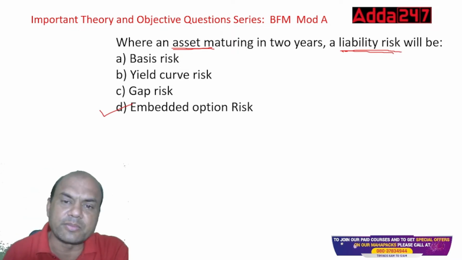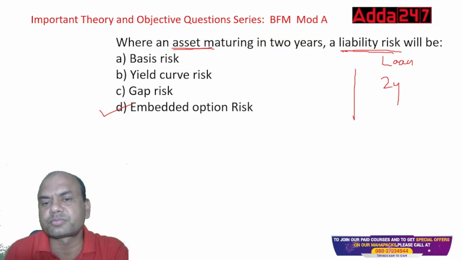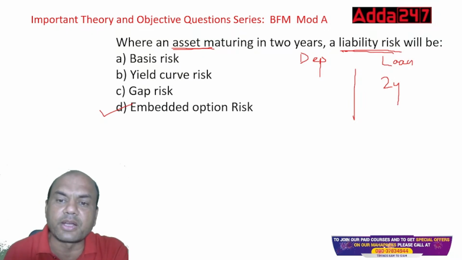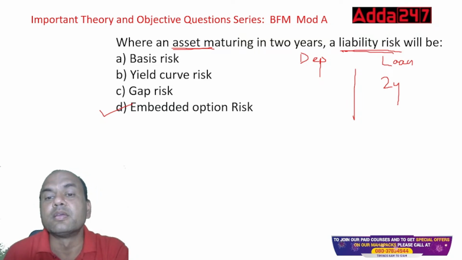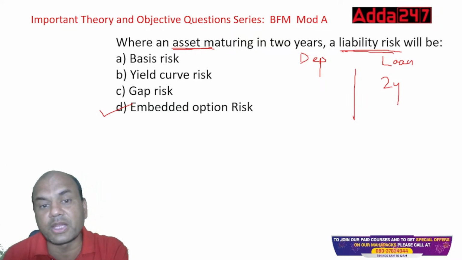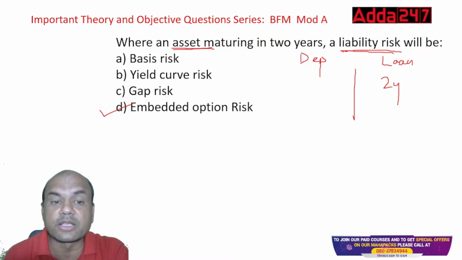See here, if this asset is maturing in 2 years, it means there is a loan. Let's look at it this way: if this loan is maturing in 2 years, I have to fund this loan for these 2 years. So I have to see to it that I have sufficient deposits for this loan. But if these deposits, the FD, get matured and there is a withdrawal, will I get the same FD of the same amount at the same rate afterwards? That is known as embedded option risk.